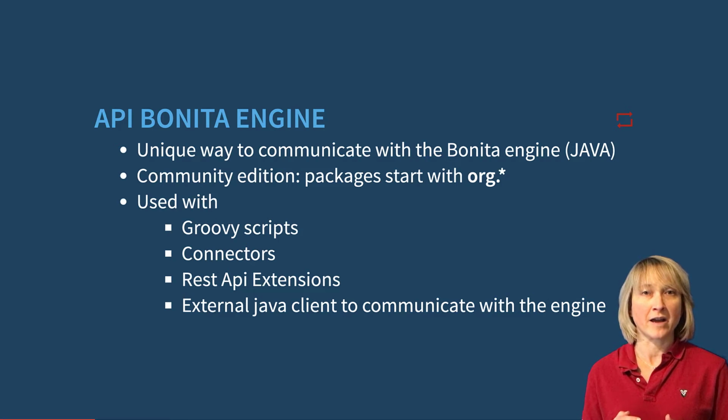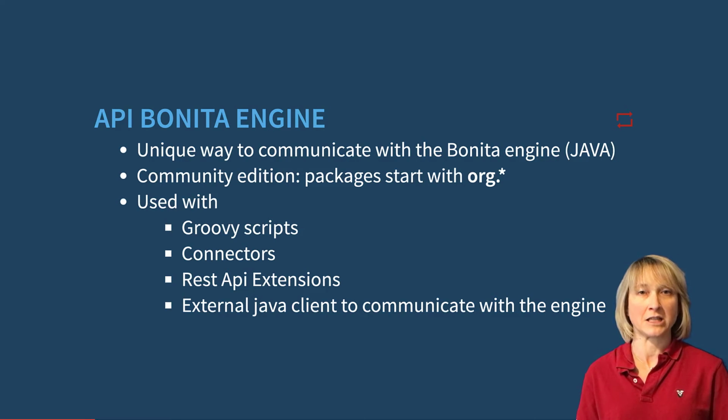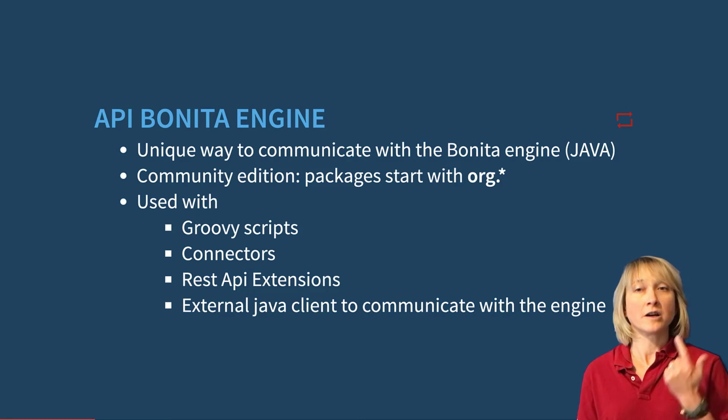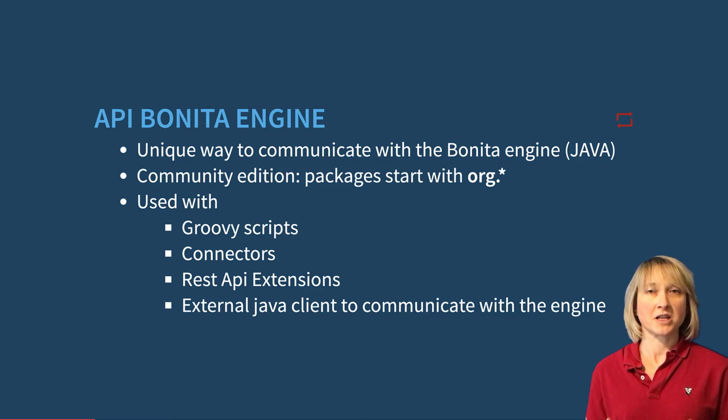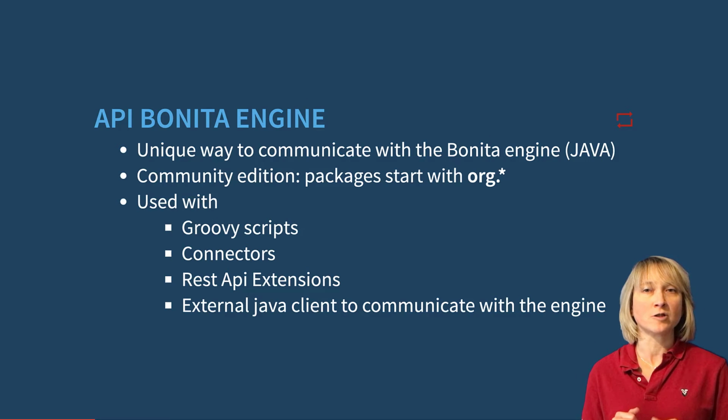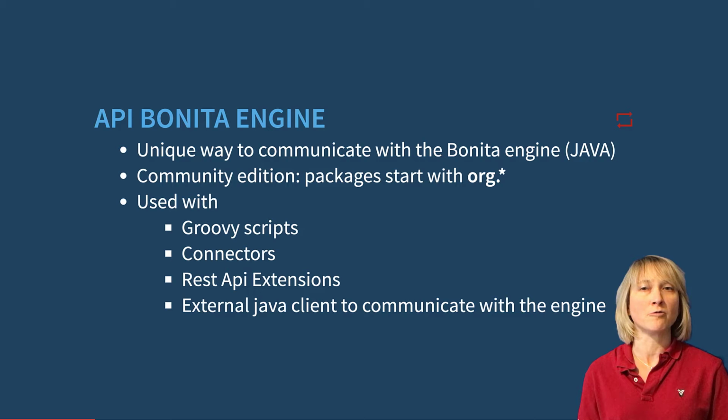To understand better how Bonita Engine communicates with other components and applications, I am going to talk about the Bonita Java API. Engine APIs are the unique way to communicate directly with Bonita Engine, and they are used in Groovy scripts, connectors, REST API extensions, and any external Java client. Bonita Java API is divided into two packages, one for Community Edition starting with org, and one for Enterprise Edition starting with com.